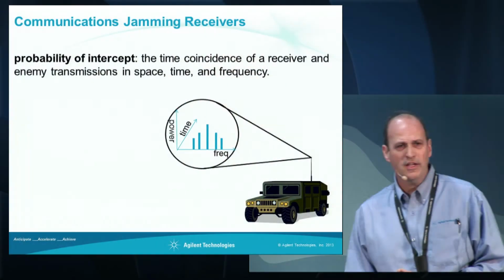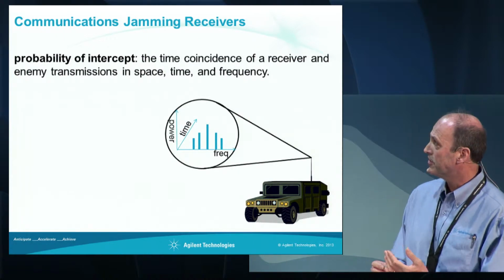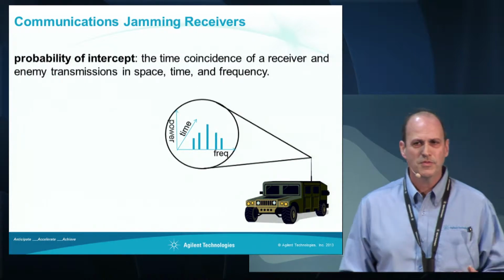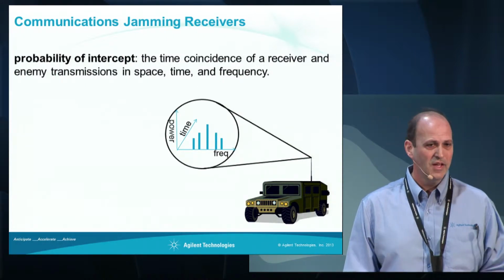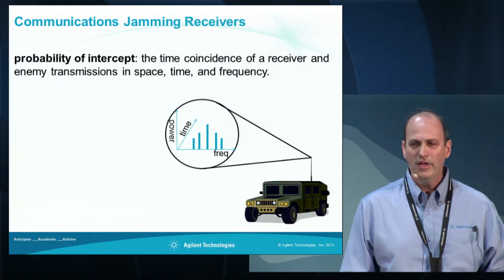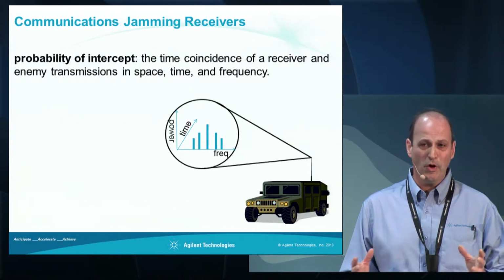Now for EW engineers who are designing these systems, probability of intercept is a very key parameter we have to be concerned with. This involves looking at signals in terms of time and space and frequency. So you have to catch a signal at the right time. You have to be in the right location, or within the range where you can detect this signal, and you have to be tuned to the right frequency. So it's a very multi-dimensional problem, again, which requires looking very quickly over frequency, in a rapid time frame, and looking in all directions.